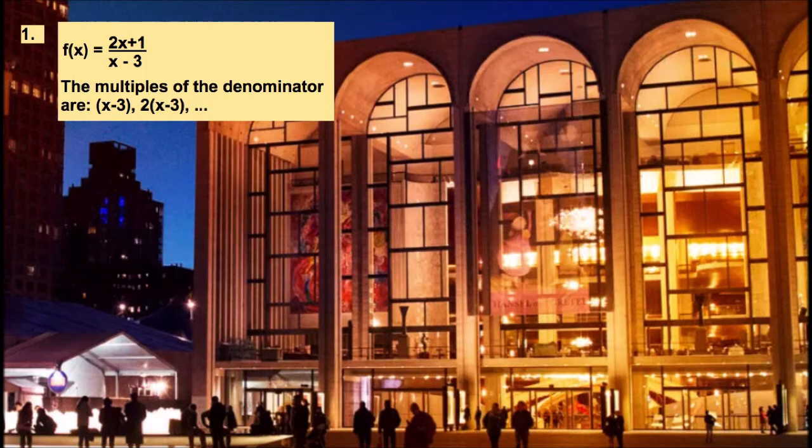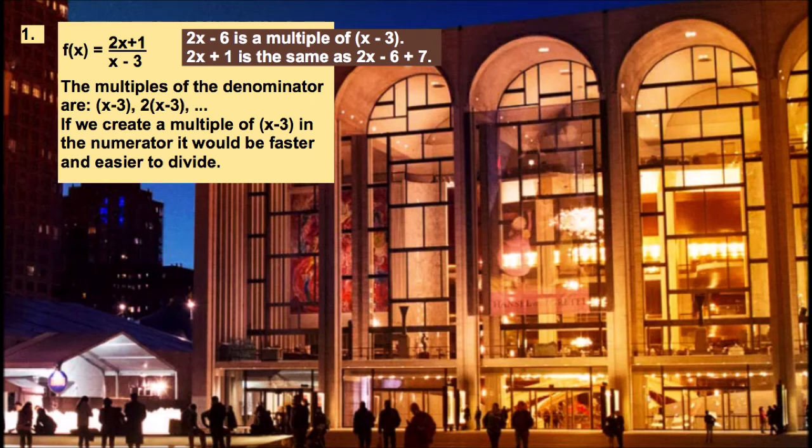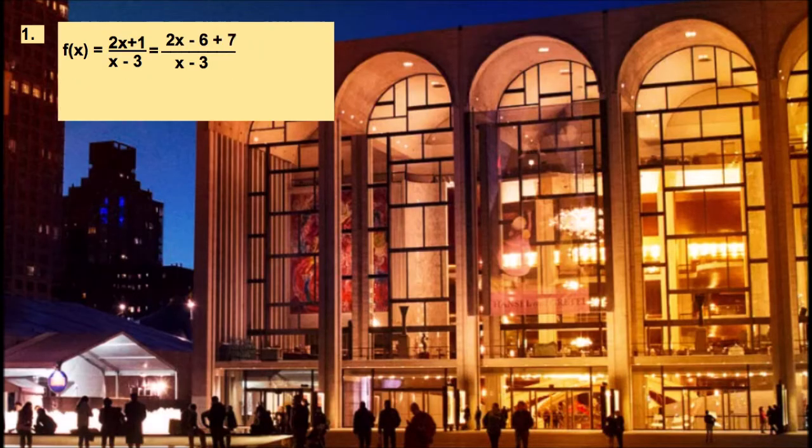The multiples of the denominator are x minus 3, 2 times the quantity x minus 3, etc. If we create a multiple of x minus 3 in the numerator, it would be faster and easier to divide. 2x minus 6 is a multiple of x minus 3. 2x plus 1 is the same as 2x minus 6 plus 7. Thus, f of x is equal to 2x minus 6 plus 7, everything over x minus 3.